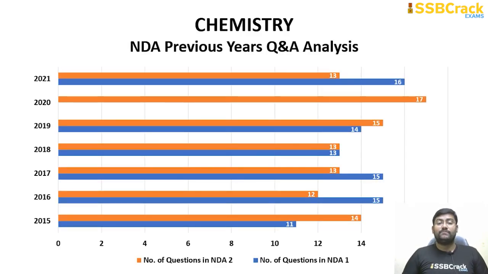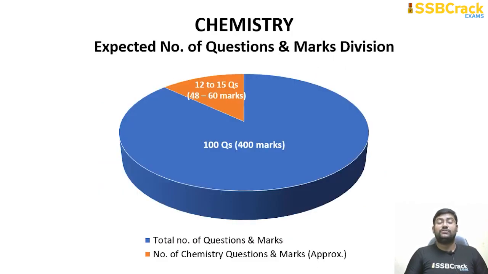Chemistry is the second most important part, where regularly 13, 16, 17, 15 questions have been asked in past question papers. Going through the same trend this year also, we can expect somewhere around 12 to 15 questions, which can easily fetch you somewhere around 48 to 60 marks.